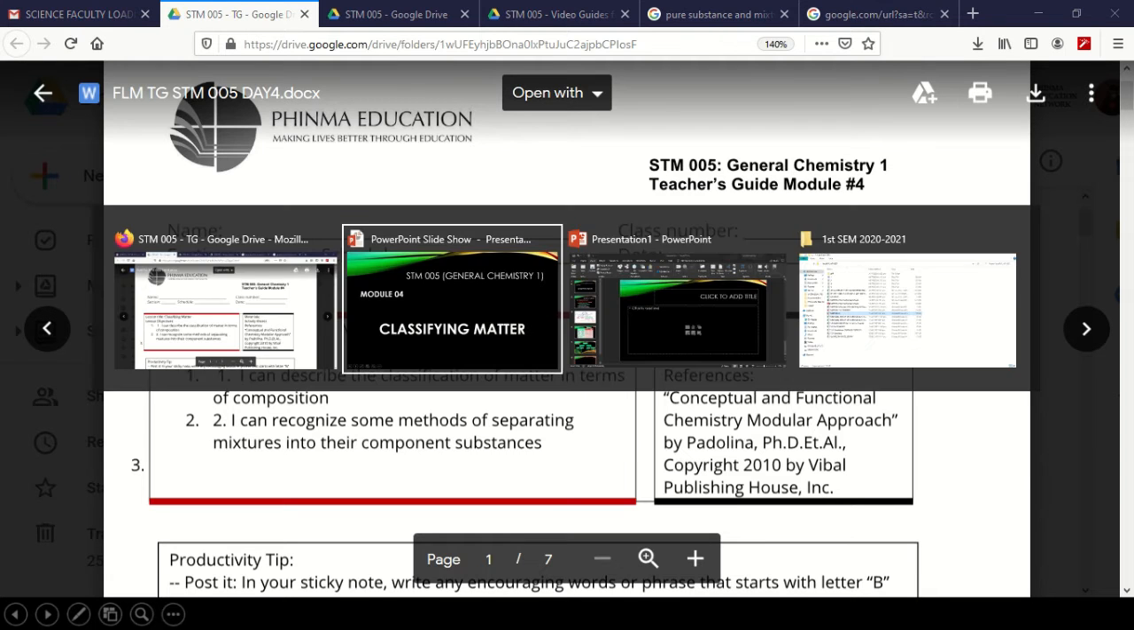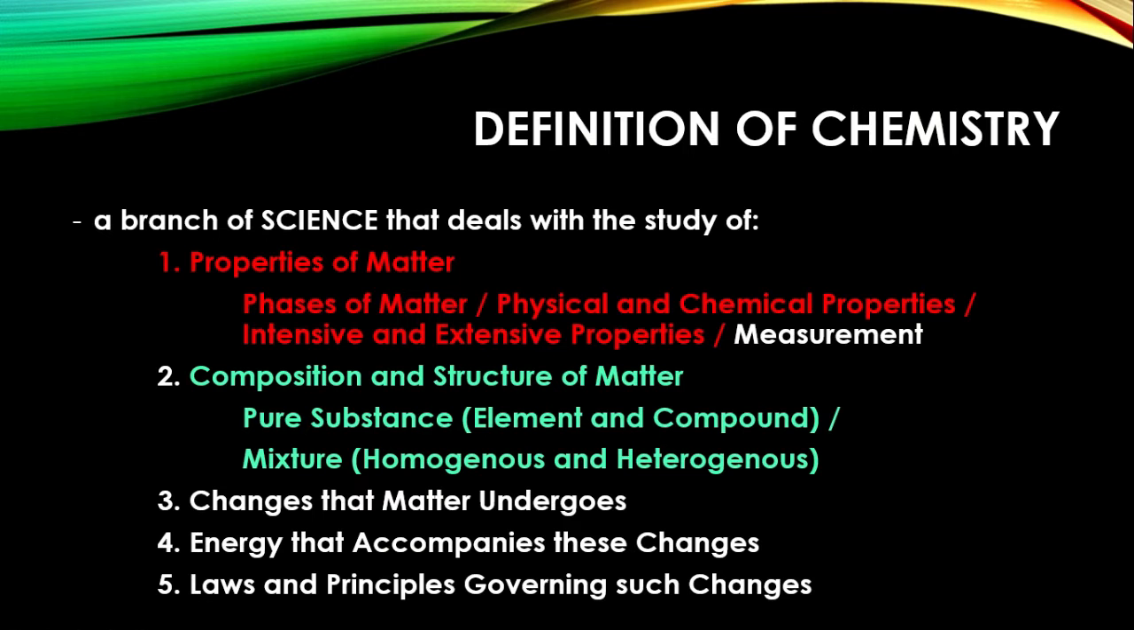Let's go back to our definition of chemistry. As I have stated before, we will always go back to the definition of chemistry in every lesson that we tackle. We define chemistry as a branch of science that deals with the study of number 1, properties of matter. Under this, we have studied the different phases of matter, the physical and chemical properties of matter, and the intensive and extensive properties of matter. Measurement will be discussed on a later date.